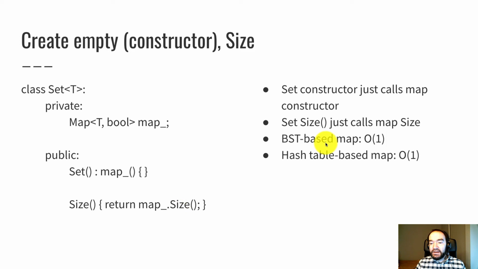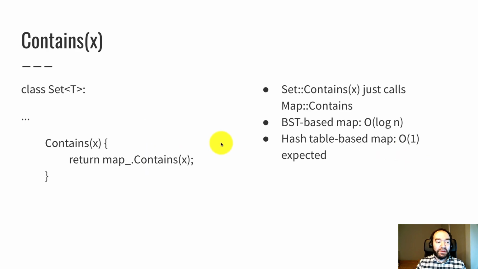So if we use a binary search tree for the map, then that takes constant time. Same thing for the hash table. Those two operations are constant worst case time for the hash table as well. The contains operation, given x, decide if x is in the set. We just use the map contains operation. It's one line. And with a binary search tree based map, that's logarithmic time. And with a hash table based map, that's constant expected time.